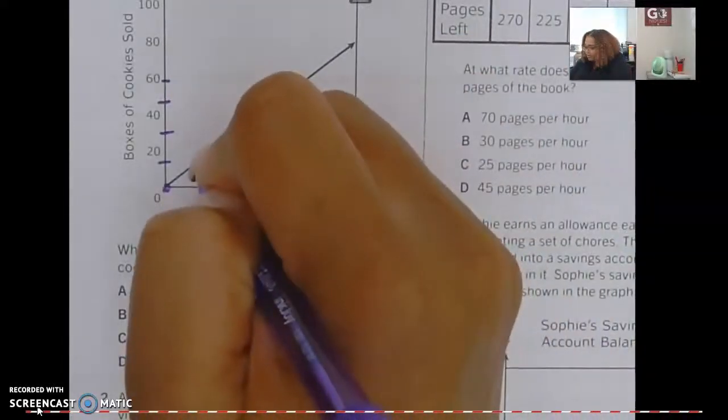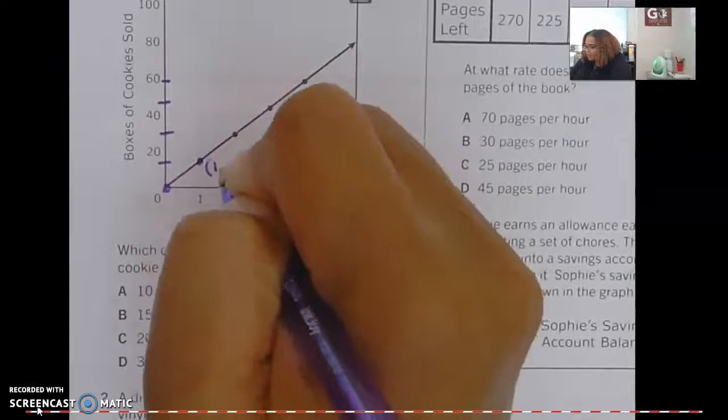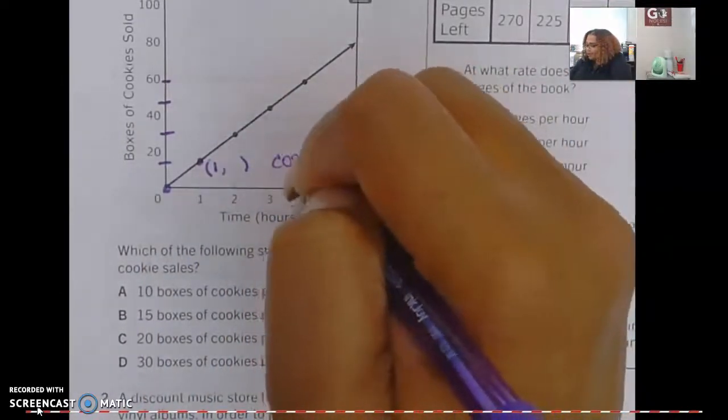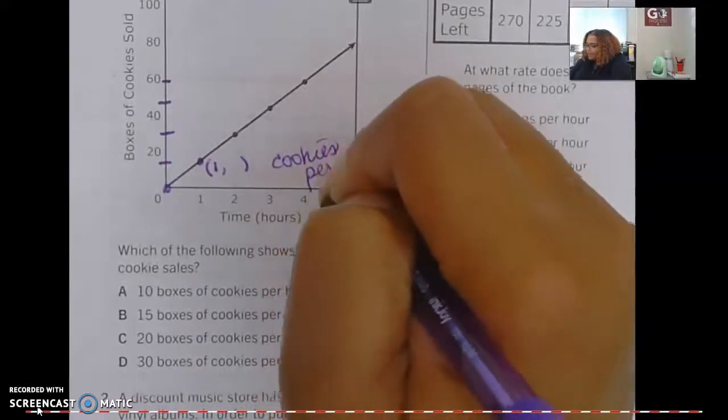So we want to know what this point is. You run 1 and then you jump some number, and that's going to be your cookies per hour because it is proportional. It's starting at 0, 0, the origin.